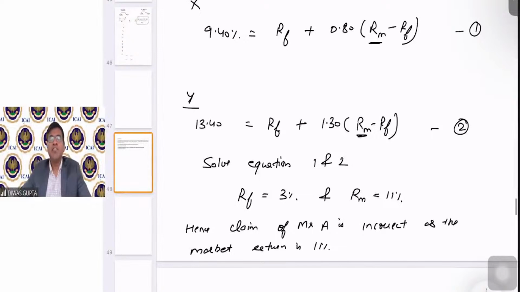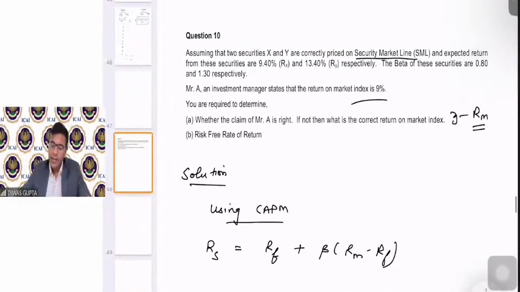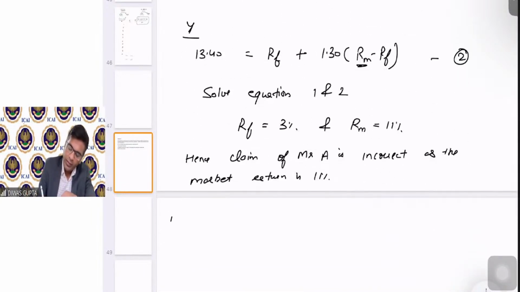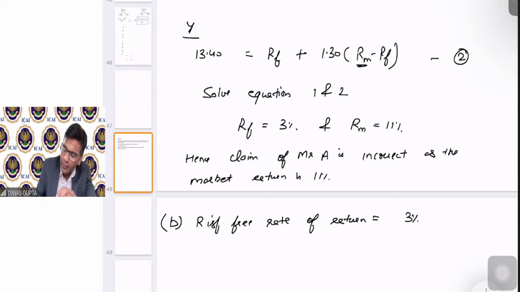Okay, so we have validated what an RM should be and what it is coming out to be. Then the risk-free rate of return. The second part is asking us to calculate the risk-free rate of return, which we have already calculated. So for part B, the risk-free rate of return will be equal to 3%. So this question just had a use of CAPM and some mathematical technique to arrive at and to validate the numbers.